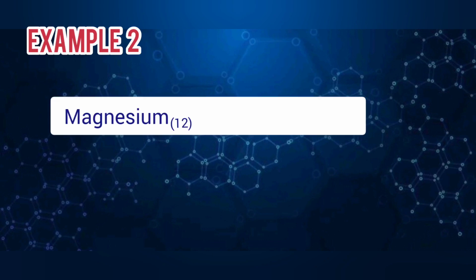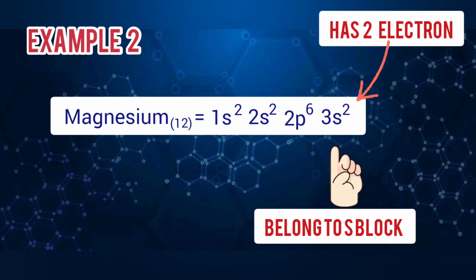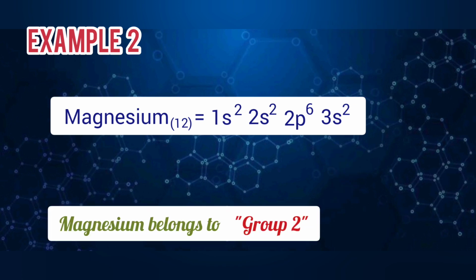In a similar way, we can take the example of magnesium. Magnesium, the atomic number is 12. The electronic configuration is 1s2 2s2 2p6 3s2, right? So we can see here the outermost electronic configuration is in the s block and it is having 2 electrons, and hence we can see that magnesium belongs to group 2.